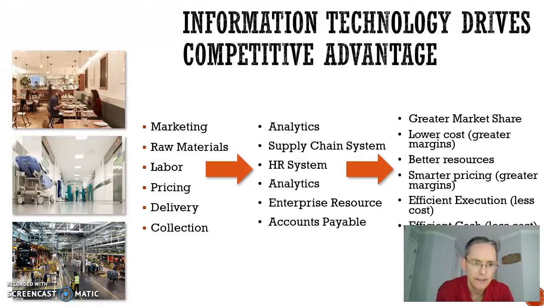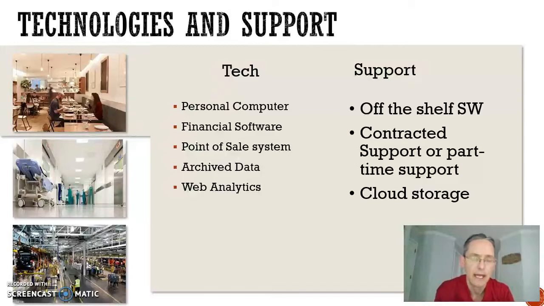Everything that you do in any business, you're going to take those things on the left, the marketing, raw materials, labor, your pricing. You're going to apply these kinds of techniques to it: analytics, supply chain systems, HR systems, enterprise resources, accounts payable. And at the end of all those things, what you're doing is getting the information out of those, applying them through those methods. You're going to get greater market share, lower cost, better resources, smarter pricing, and both of those to create bigger margins and more efficient operations. Those are the goals of using that information. How do we do that? There's 2 ways. You use the technology and you use the support.